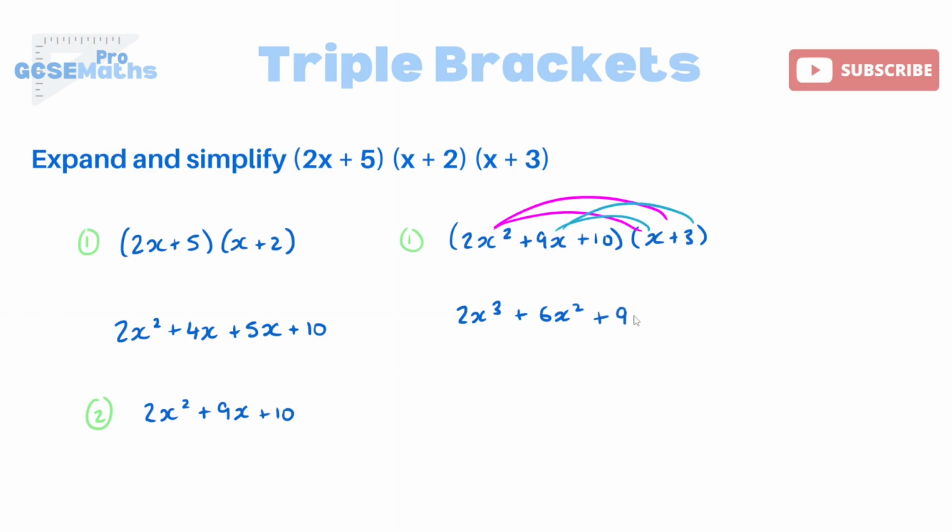Then we've got 9x squared plus 27x. And finally, plus 10x plus 30. So I've got all 6 terms ready to simplify. 2x cubed plus 15x squared plus 37x plus 30. And there's my answer. So same process even when you have got coefficients in front of any of the x's.